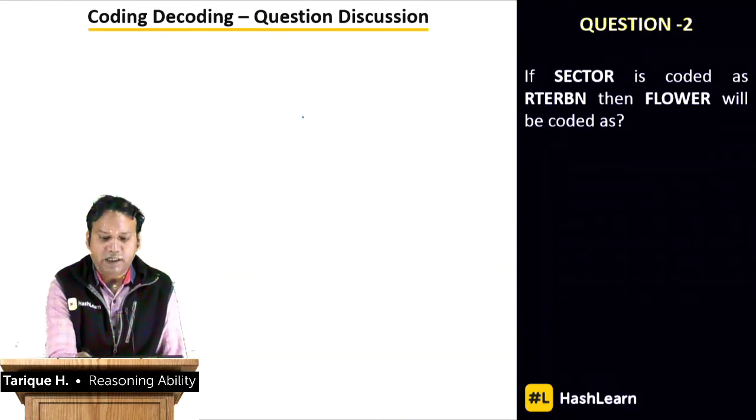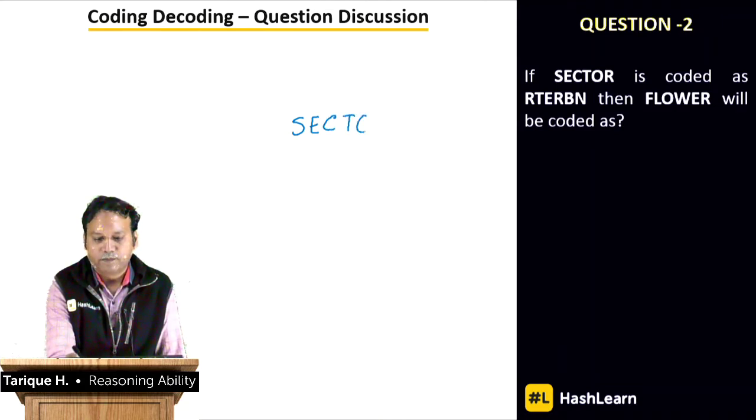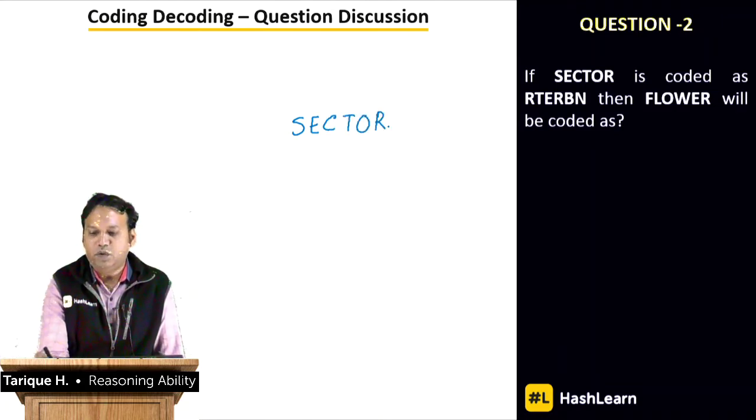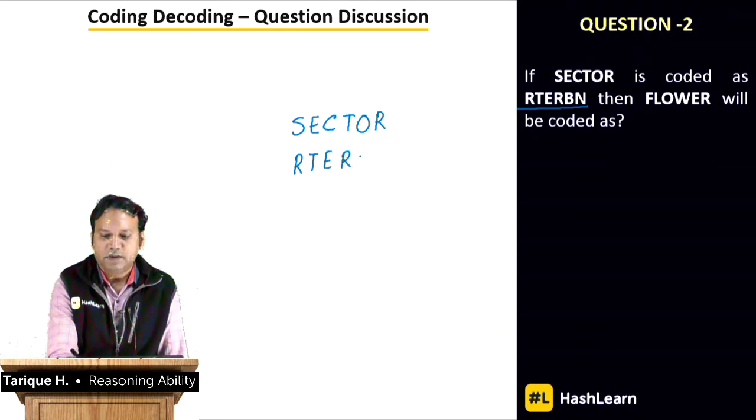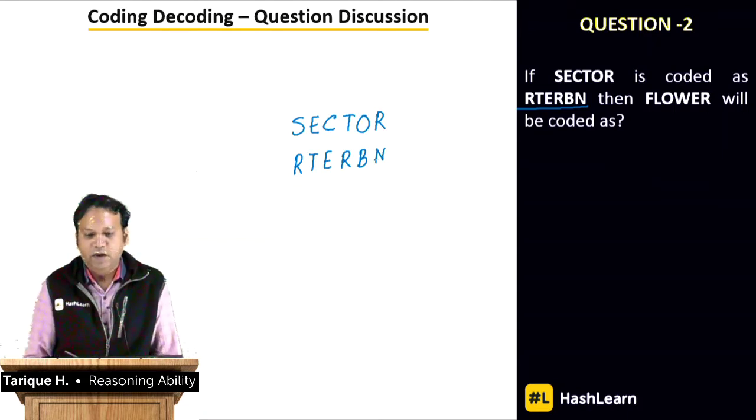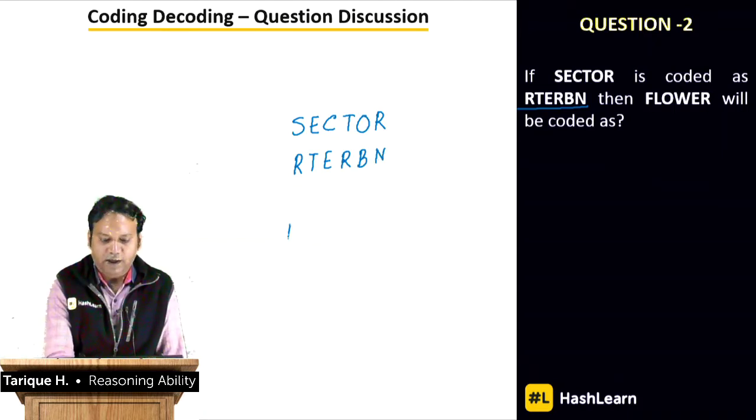So the word sector, and the code for sector is RTERBN, and then what will be the code for flower? FLOWER.